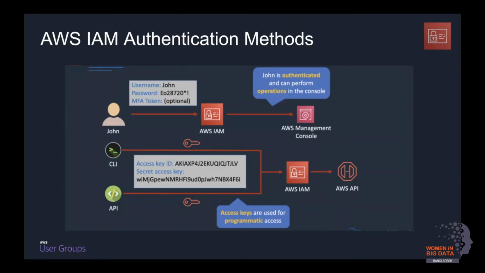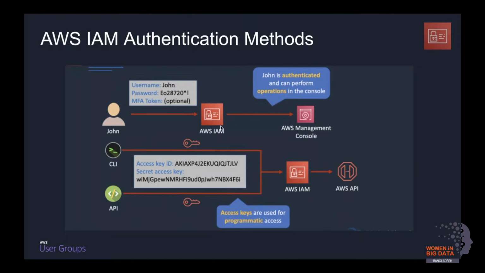But behind the scene, how exactly does this work? Let's understand. If you're using any sort of API or any sort of authentication method, what happens behind the scene? So let's say there's John, who is a user, and he's trying to do things with the console. Very simple. You provide username, you provide password, and you provide the MFA token, as we understood so far, which is an optional thing.